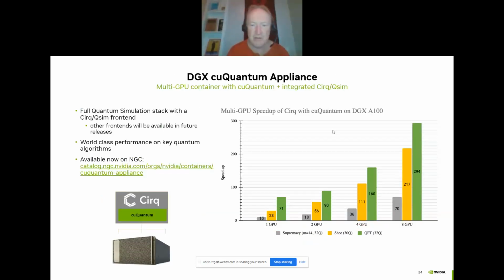And strong scalability. This is demonstrated on a DGX, which is a tightly integrated NVLink supported eight GPUs working tightly coupled in a single machine, and where we're getting really nice strong scalability for these algorithms as well.